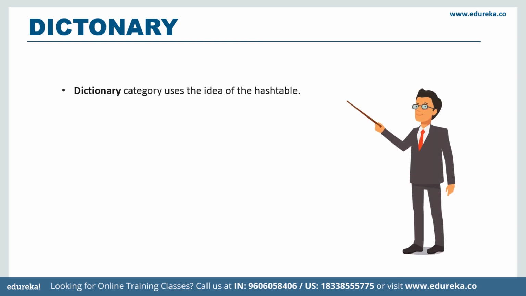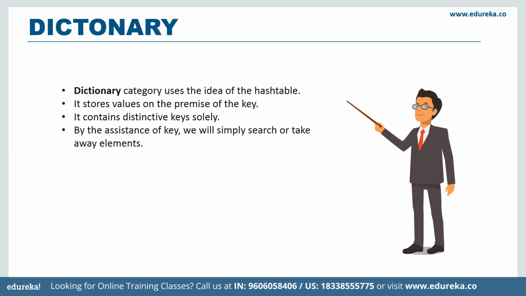Now let's move ahead and understand the next type of collection, which happens to be the dictionary. The Dictionary class uses the idea of a hash table. It stores values on the basis of the key. It contains unique keys only. With the help of the key, we can easily search or remove the elements. It's found in the System.Collections.Generic namespace.